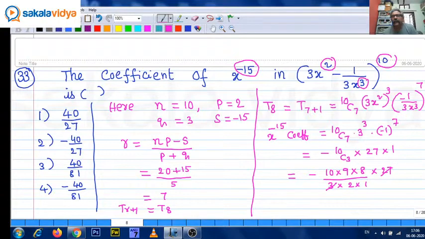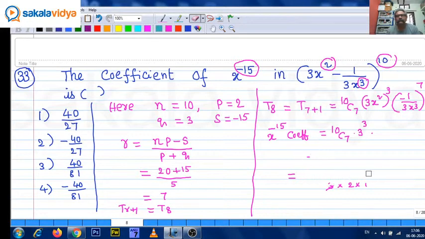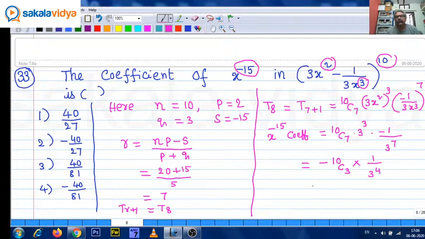Sorry, I didn't observe here. Actually, wait, I made a calculation mistake. I should be very careful. Sorry, absolutely sorry. Yes, here minus 1 to the power of 7, minus 1 upon 3 to the power of 7. So that means minus 10c7, which is 10c3, into 1 upon 3 power 4. This we need to find out separately.